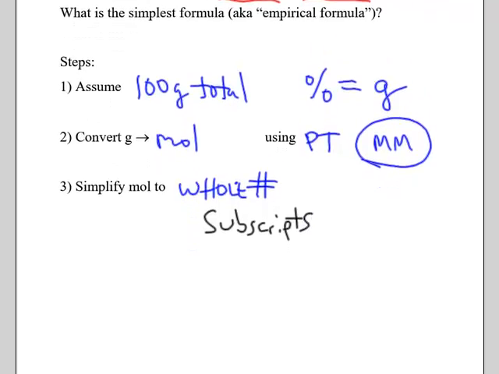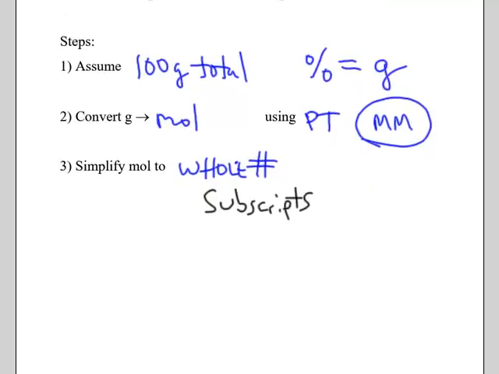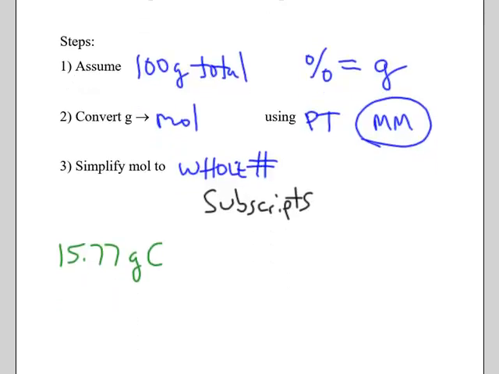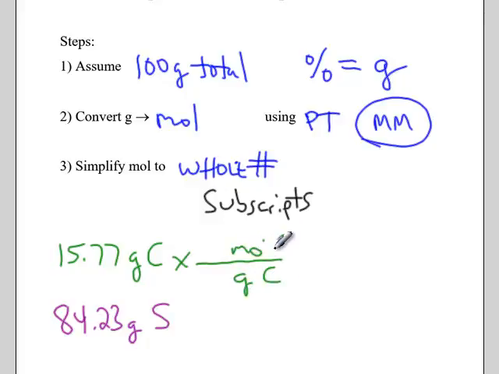So in this example, 15.77% carbon is, out of 100 grams total, it's going to be 15.77 grams of carbon. And our 84.23% sulfur is 84.23 grams of sulfur if we had 100 grams total. So that's our starting point. Step number 2 is convert those grams into moles. So we need to turn grams of carbon into moles of carbon. And the periodic table tells us every mole of carbon is 12.01 grams.